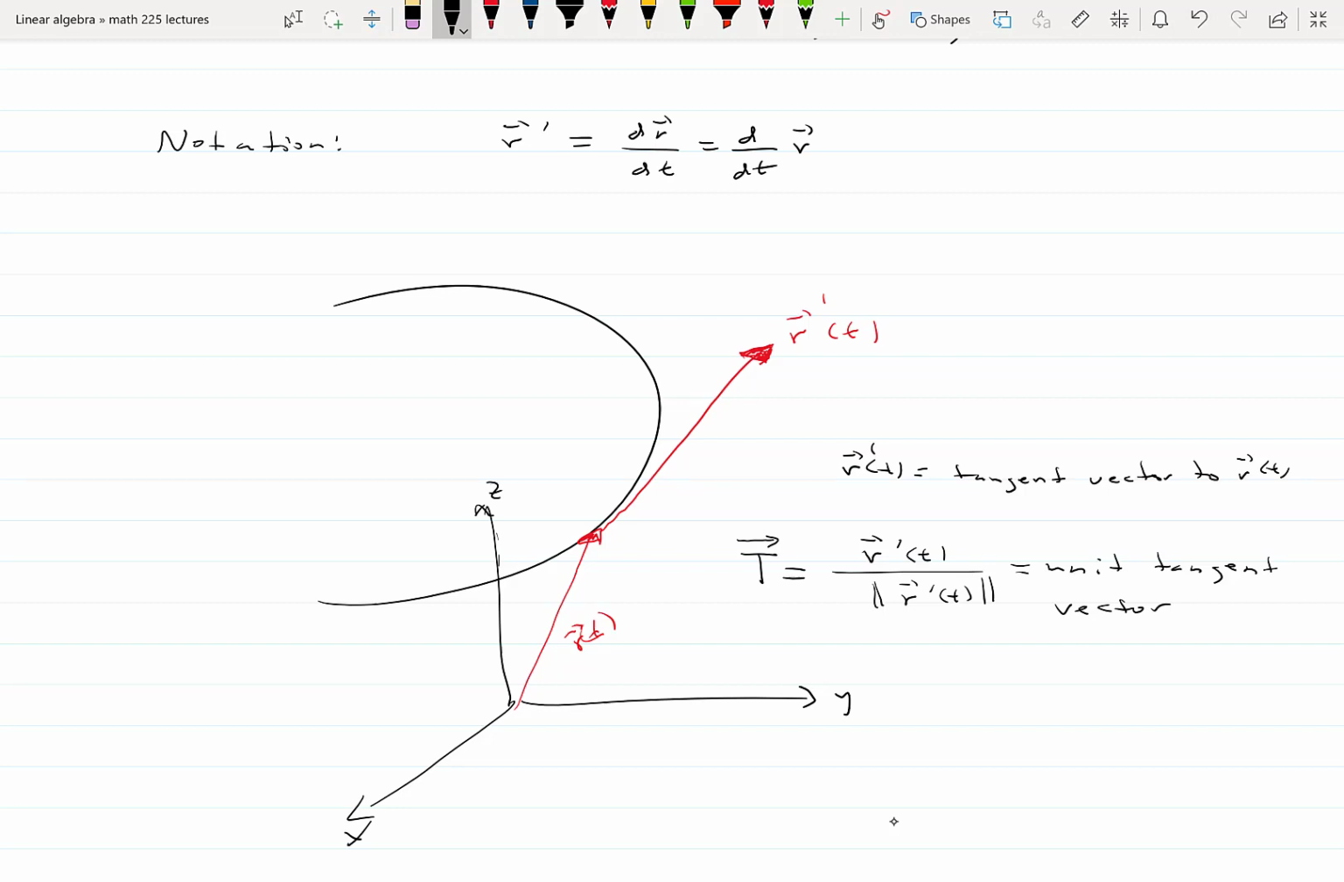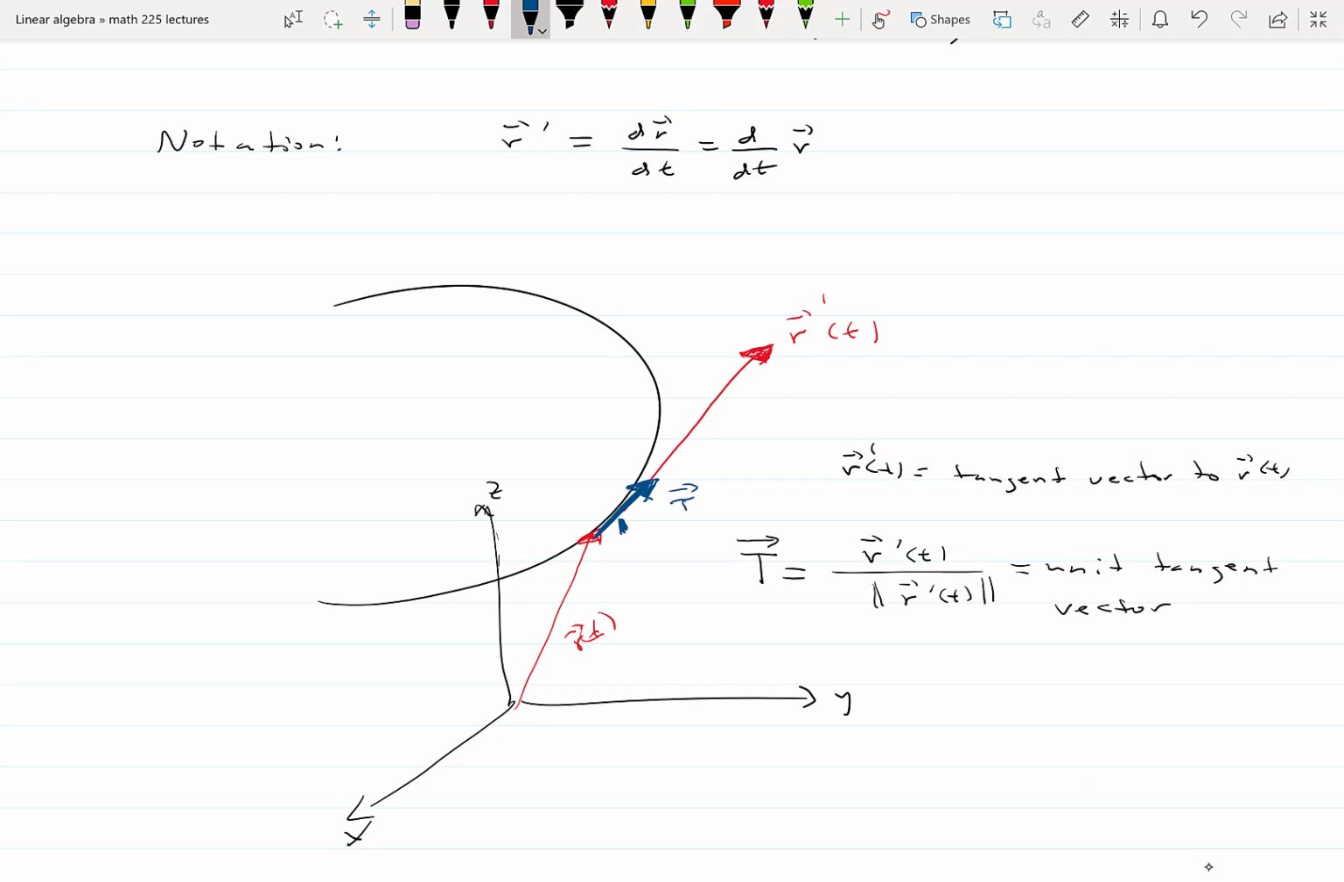So just to put a copy of it in our drawing, I'll say it's in blue. Here's T. The only thing it does is grab the direction of r prime of t and has length 1. It's a unit vector. So it's a unit tangent vector. All right, so let's take a look at a specific example.